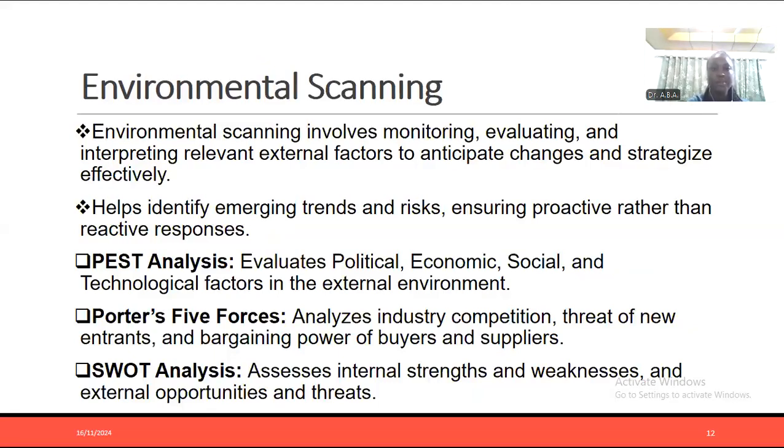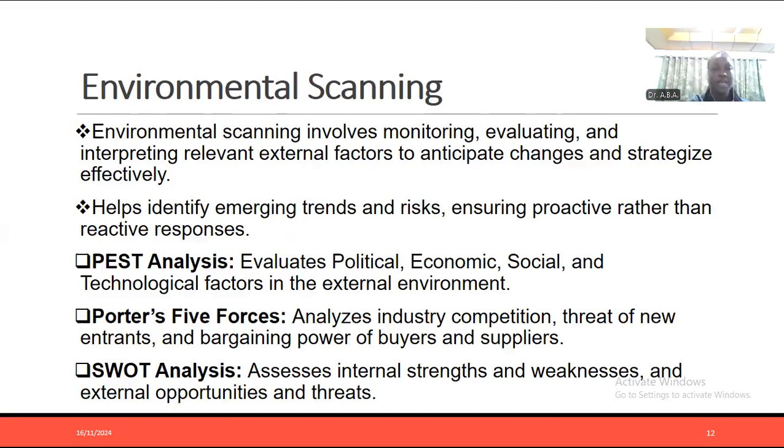All right. So there's also what you call environmental scanning, and this is what helps you to monitor, to evaluate and interpret the relevant external factors, and also to anticipate changes and strategize effectively. So yes, we know that the environment changes, but how do you know that the environment is changing, or how are you able to identify when there has been a change in the environment? Okay, so that is when you have to perform the environmental scanning.